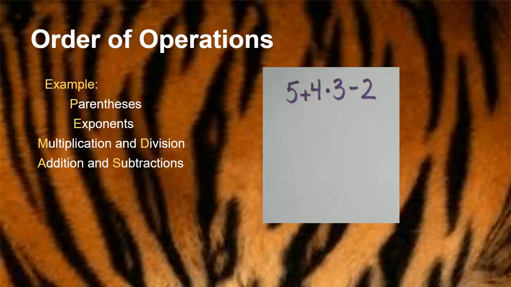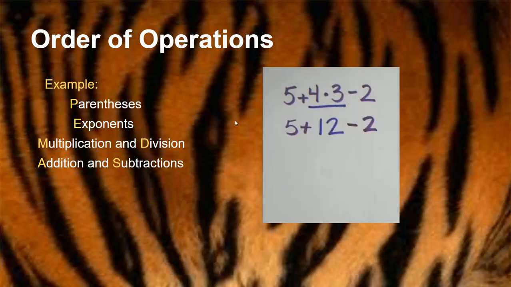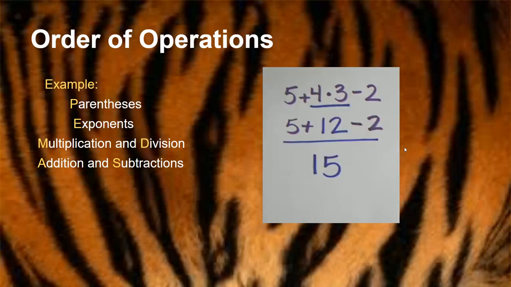So first, here is my problem, 5 plus 4 times 3 minus 2. To follow order of operations, I look down my list: there are no parentheses, there are no exponents, there is multiplication and division. So I do the multiplication first, and I get 12. Now everything else gets rewritten that I haven't used. All I've done is 4 times 3, so I still have a 5 plus and then a minus 2 at the end. Next, we're going to do addition and subtraction at the same time. So 5 plus 12 is 17. 17 minus 2 is 15. Basic. And you're done.